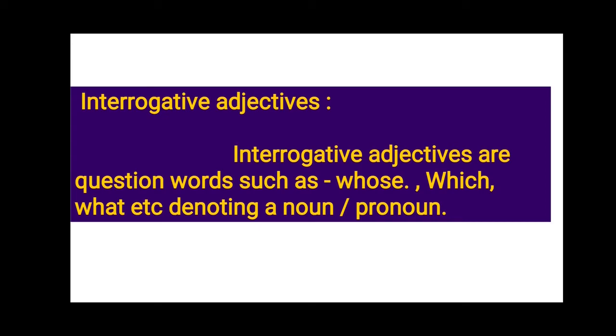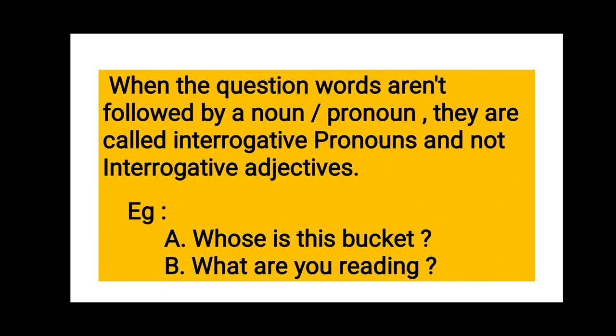It means that interrogative adjectives are the question words such as whose, which, what, etc., denoting a noun or a pronoun. Whenever the interrogative words are denoting a noun or pronoun, then they will be interrogative adjectives. But there is an exception once again. When the question words are not followed by a noun or pronoun, they are called interrogative pronouns and not interrogative adjectives. Means student, if the interrogative words are not followed immediately by any noun or pronoun, then it cannot be an interrogative adjective.